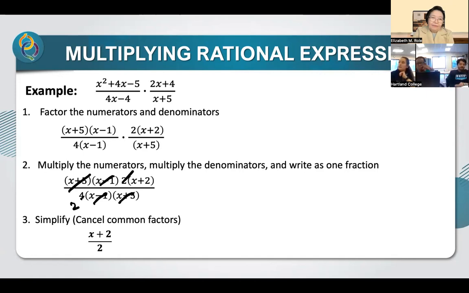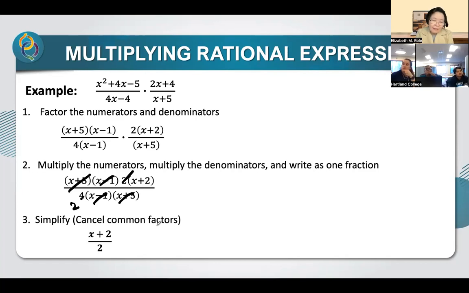Can I ask a question? Yes. With that, how do we know, because we canceled out the 2 and the 4, but when you bring it to x plus 2 over 2, how do we know that we can't cancel out the 2's? Okay. The reason is because you now have x plus 2 over 2. Is that what you're saying?